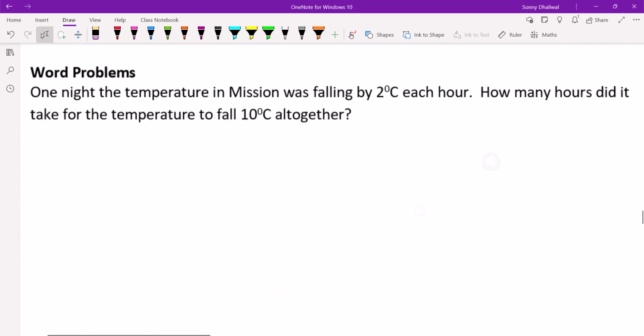Now, some word problems here. One night, the temperature in Mission was falling by 2 degrees each hour. How many hours did it take for the temperature to fall 10 degrees? 5. Who said that? Was that Max? How did you do that, Max? 2 times 5 is 10. Now, we're going to write this out. 2 times something is 10. And Max just knew that 2 times 5 is 10. So it took 5 hours.